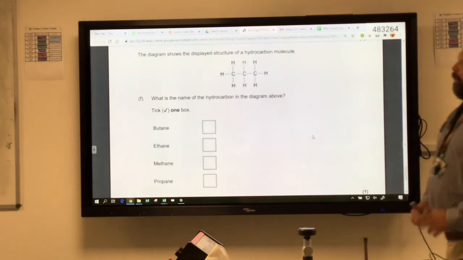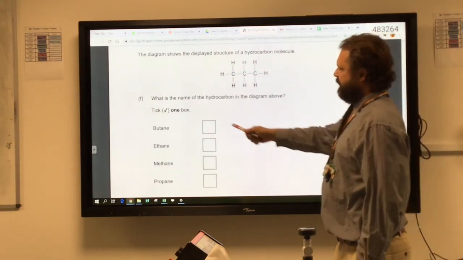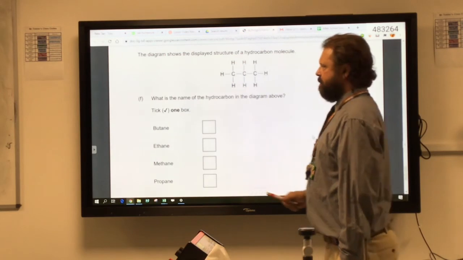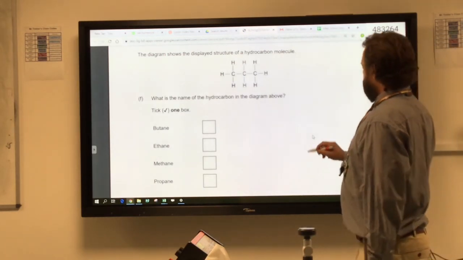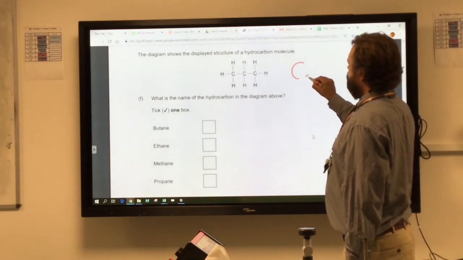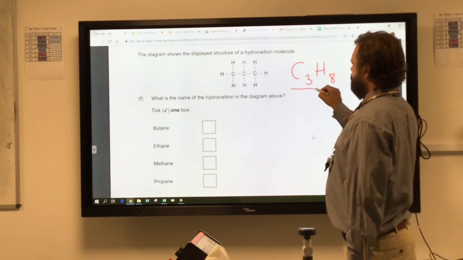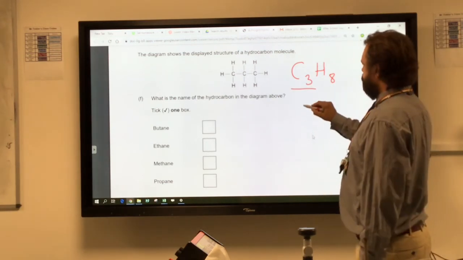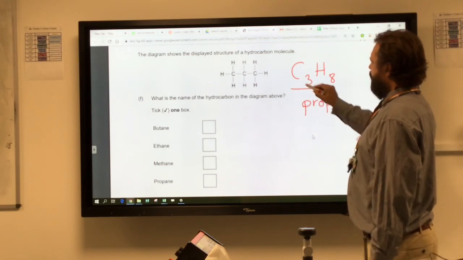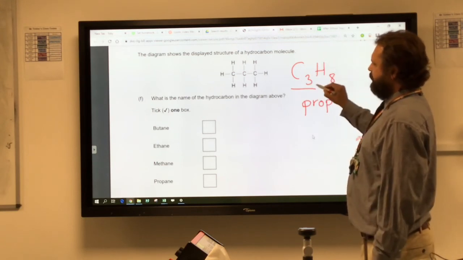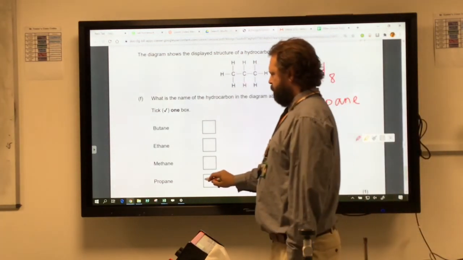Finally here, we've got a displayed structure of a hydrocarbon molecule. We're being tested that we know the matching name. We know by counting the atoms here that it is made up of C3H8. I see the C3 bit, and I know that 3 carbons means my name starts with pro, and it fits with my alkane formula, it's propane. I need to tick this box.